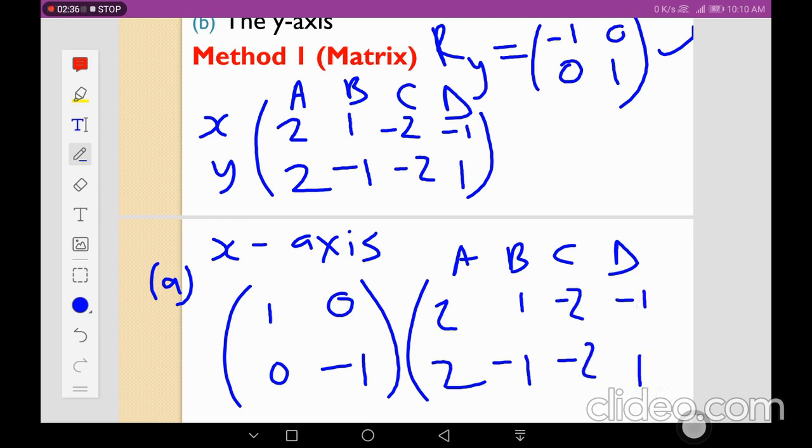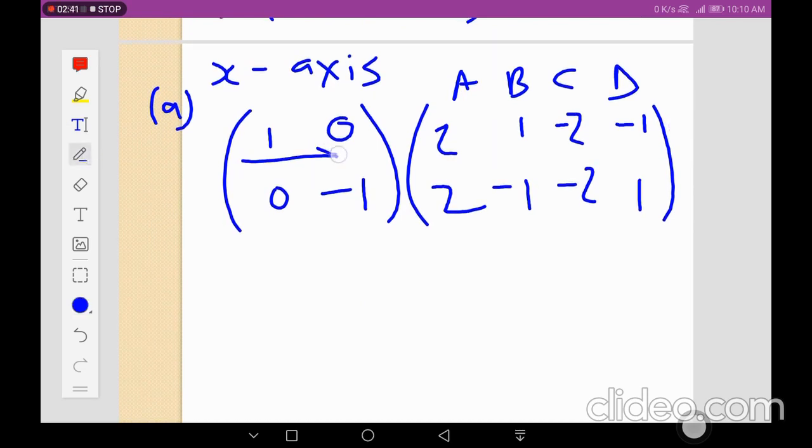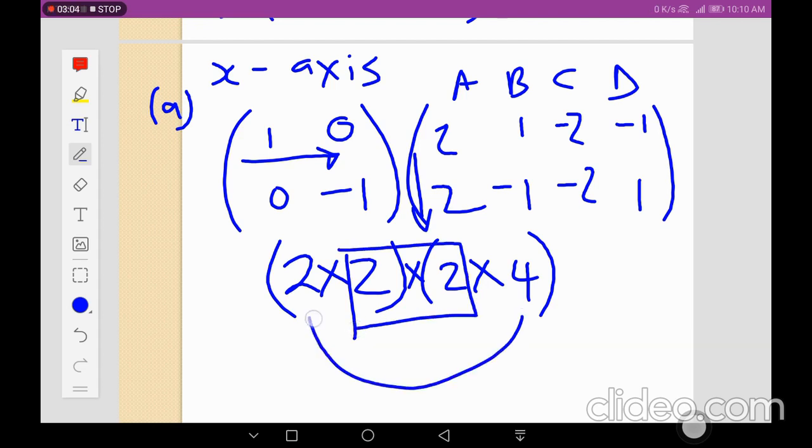Okay, this is going to follow any other matrix multiplication, which is row by column, and we should also check if it's a multipliable matrix. So this is times a 2 by 4 matrix. The first one is a 2 by 2 matrix, which is the identity, and the second one is a 2 by 4 matrix. We check here, we have the same numbers, so we can multiply, and our answer is going to be a 2 by 4 matrix.